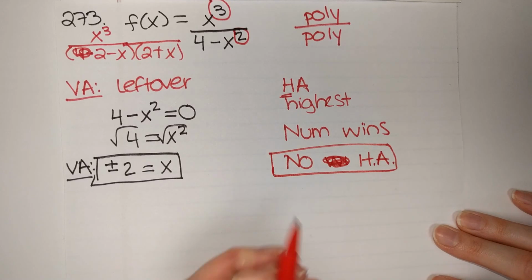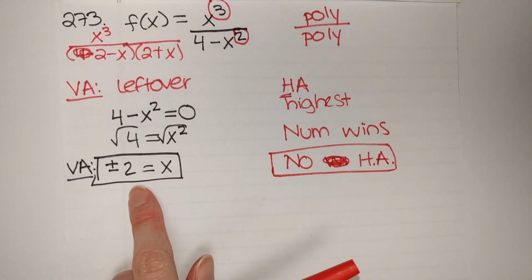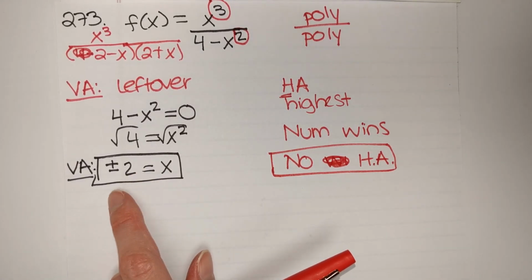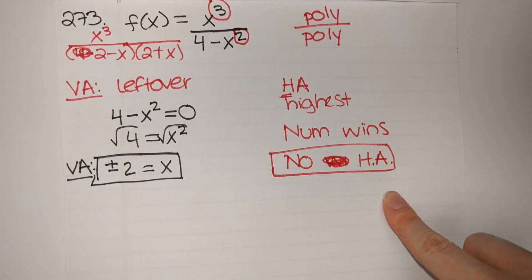Okay, so our answers here would be that we have 2 vertical asymptotes at x is equal to plus or minus 2 and no horizontal asymptotes.